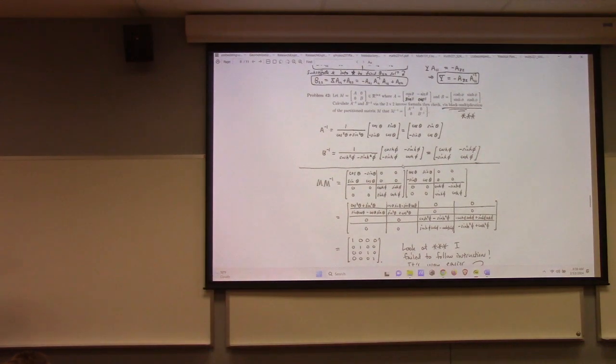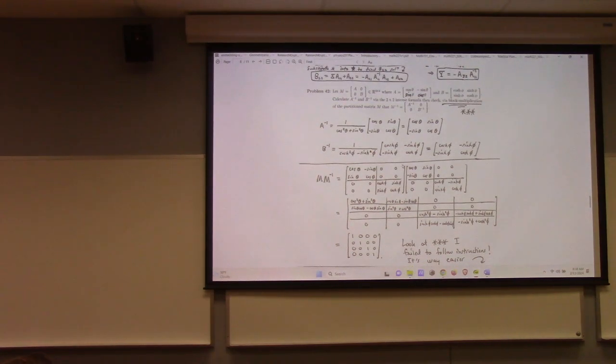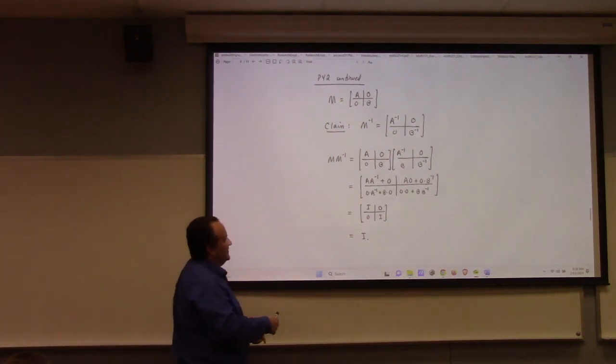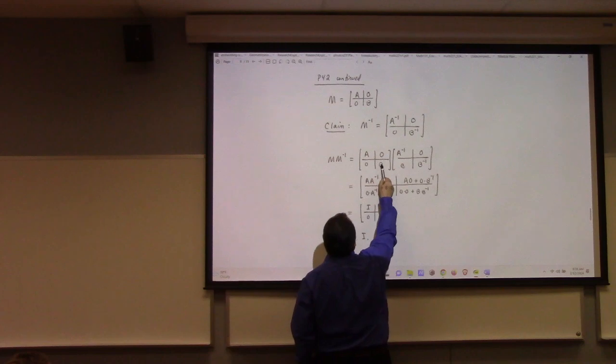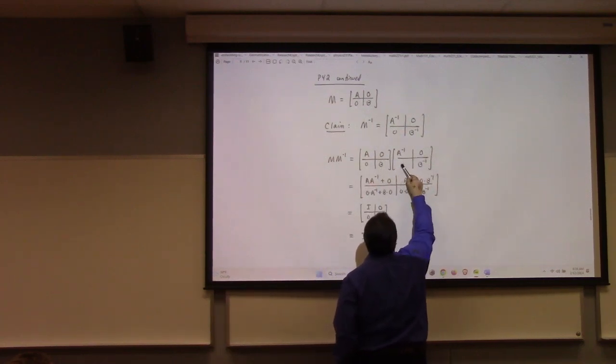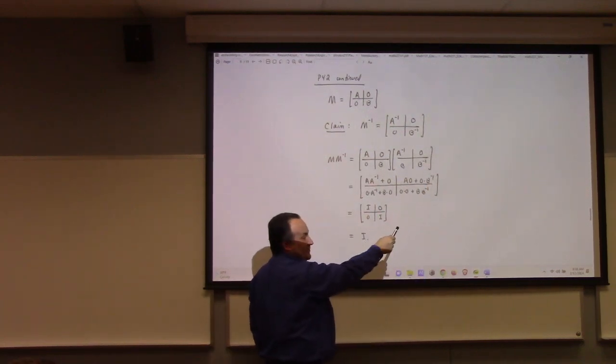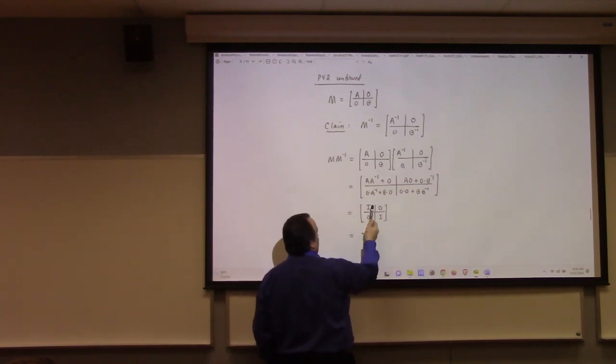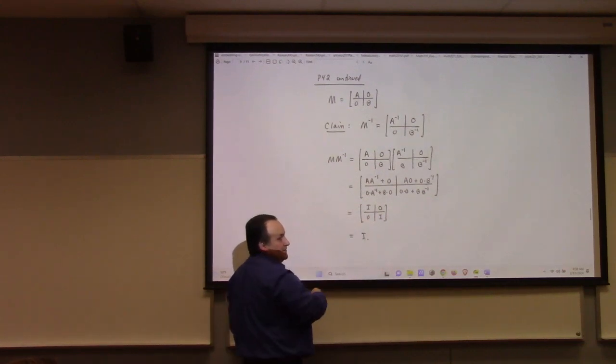What do the instructions say? Check with block multiplication, which I have over here. It's way easier. It's just so much easier. See, this is block multiplication. M is A 0, 0 B. M inverse is this, allegedly. Multiply it out. Here are your individual block matrix equations, which of course simplify to identity 0, 0 identity, which is also known as the identity.